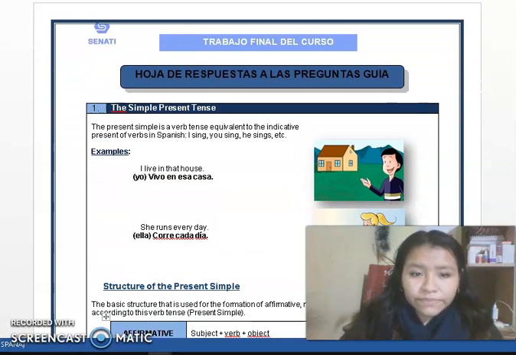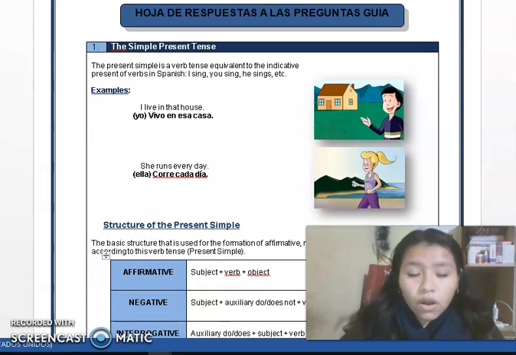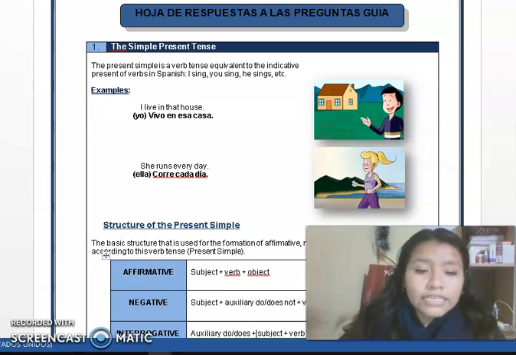Okay. Number 1. The simple present tense. The present simple is a present tense equivalent to the indicative present of the verb in Spanish. I sing, you sing, he sings, etc. For example, I live in that house. Yo vivo en esa casa. And she runs every day. Ella corre cada día.